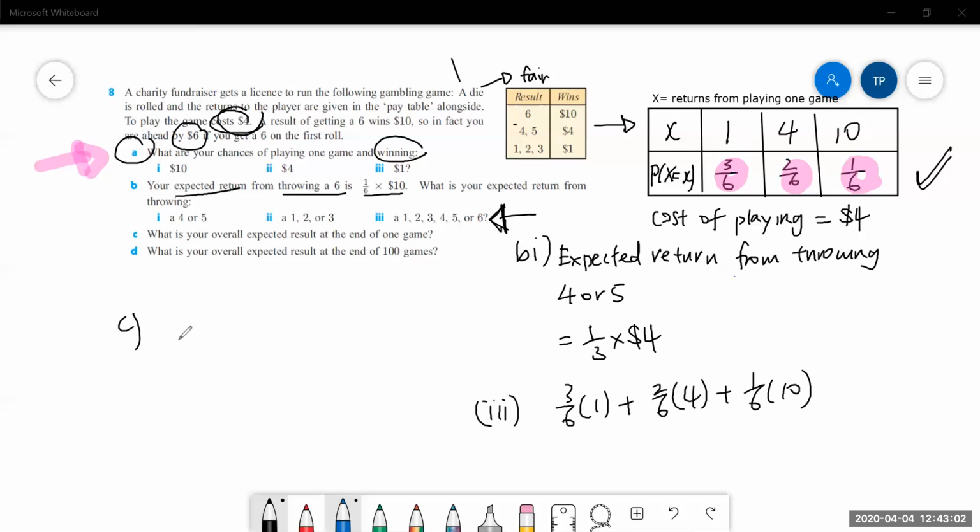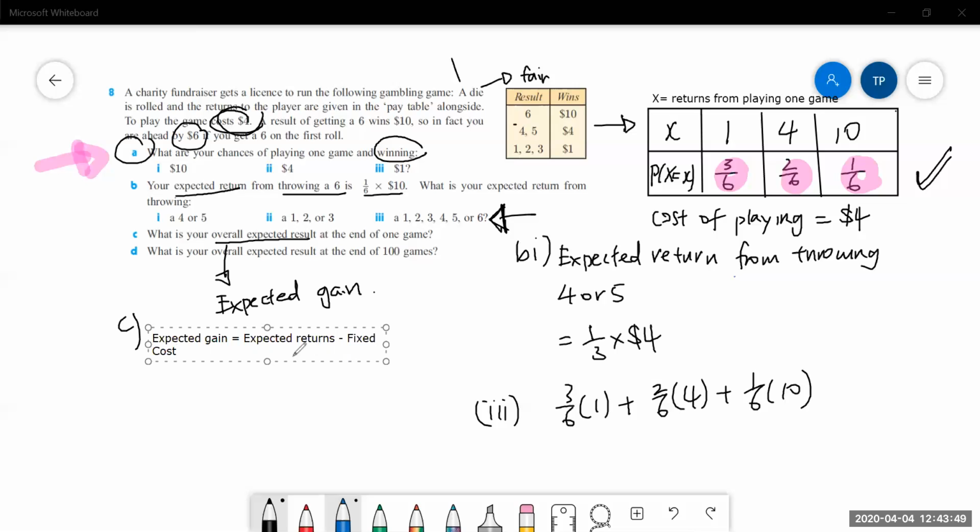Okay, so for part C, what's the overall expected result at the end of one game? Expected result means, in this case, they are talking about expected gain, not returns really. They say it's a result. So just now we mentioned expected gain is equal to expected returns minus the fixed cost, which is $4, right?